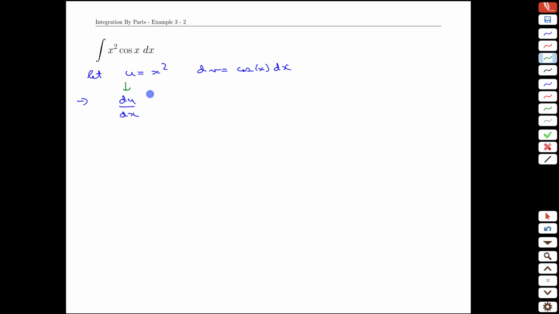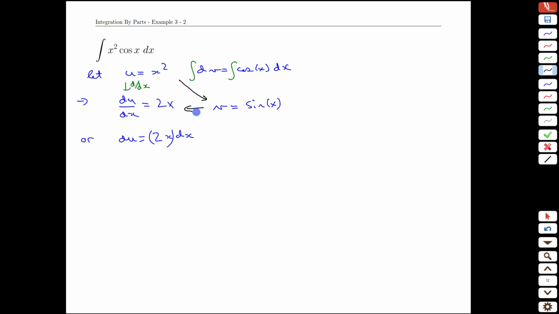Our du dx would be the derivative of u, and so that would be 2x, and we usually write that explicitly as the du. That should be 2x dx. There we go. Next, we do the integral of the dv part, and that gives us v. What do we differentiate to get cos? We differentiate sine. And that's all the steps complete here.